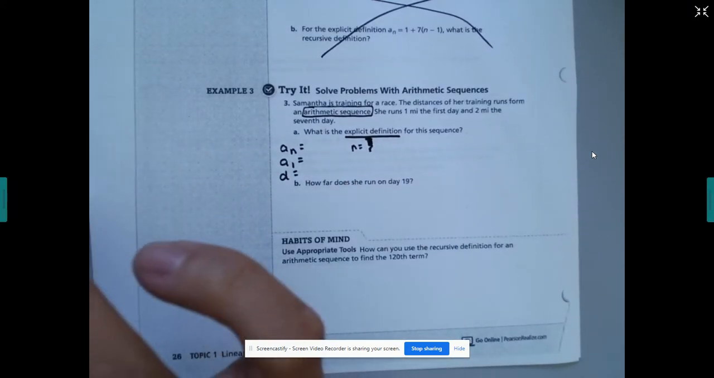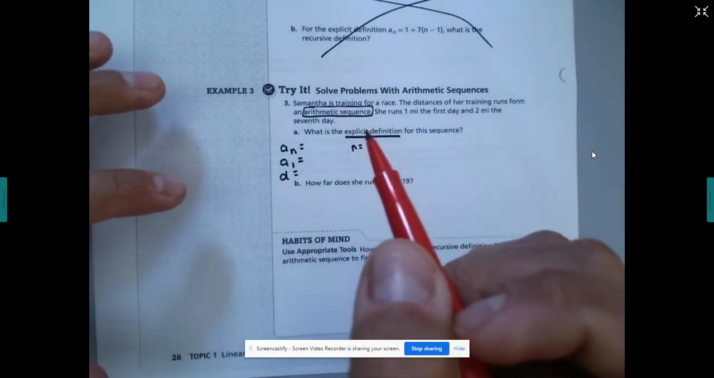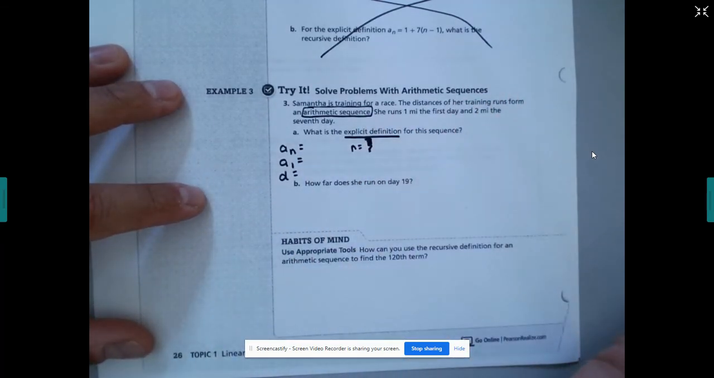So we need to figure out what all of these things are. Now, some of them we'll know by looking at it. Others of them we're going to have to figure out. So let's start. Let's just read through the problem and see what we can find.